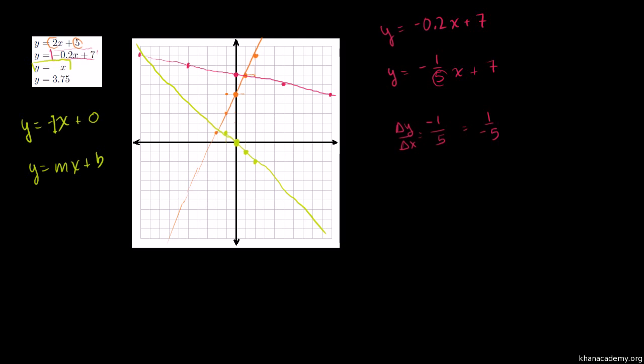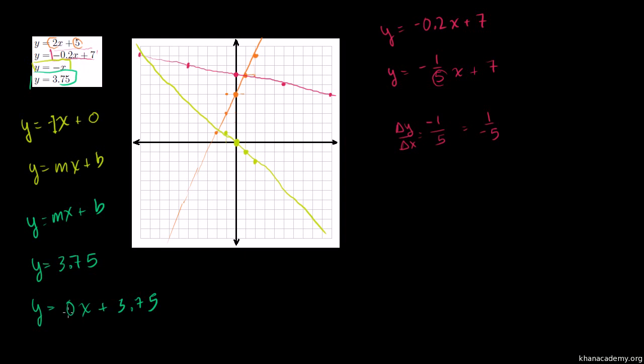Now I'll do one more. Let's do this last one right here. y is equal to 3.75. So now you're saying, gee, we're looking for y is equal to mx plus b. Where is this x term? It's completely gone. Well, the reality here is this could be rewritten as y is equal to 0x plus 3.75. Now it makes sense.